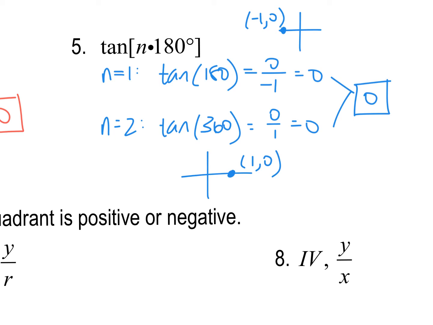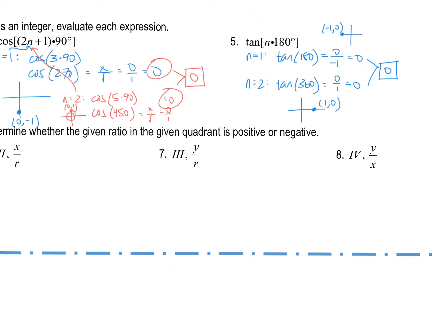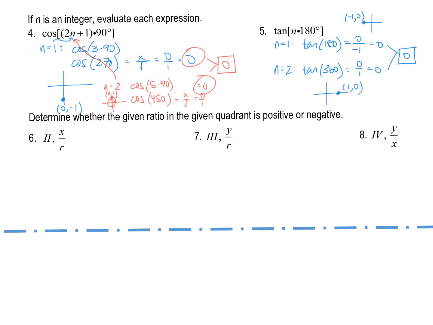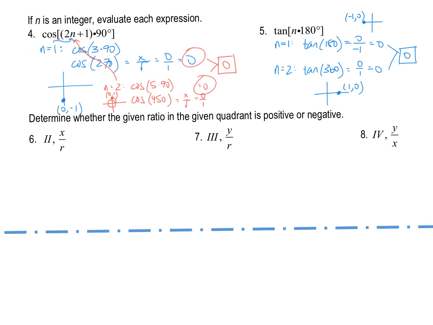Okay, no, they're not always going to be 0. They could be 1s or -1s or undefined, as you can see in the chart above. But we just did 2 problems where you just plug in some numbers for integers for n and figure out what the answer is going to be. Okay, the last part, determine whether the ratio in the given quadrant is positive or negative.